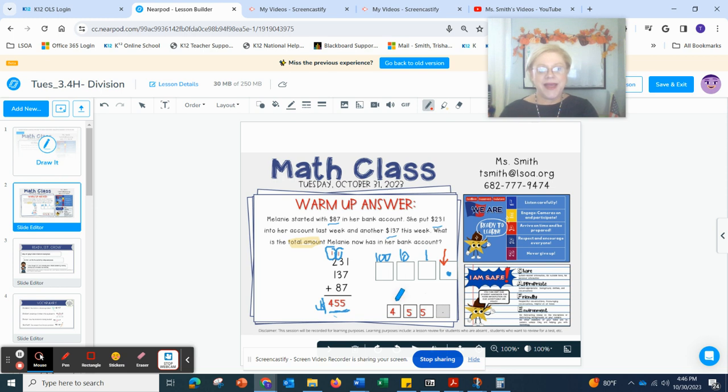There we go. So what is our total amount? So it's 455. I already filled it out down here, but let's fill it out right here. How many groups of 100? I have 4 groups of 100. How many groups of 10? I have 5 groups of 10. And how many ones? I have 5. So that is how we fill it out.